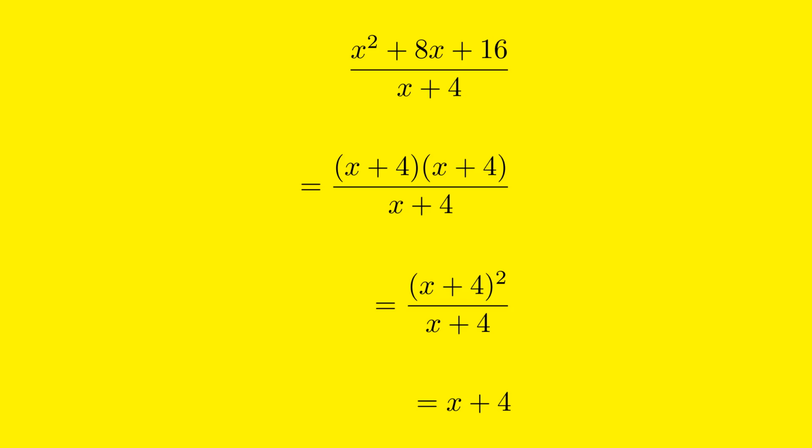So, the expression x squared plus 8x plus 16 can be rewritten as x plus 4 times x plus 4. Thus, the numerator, x squared plus 8x plus 16, is altered to x plus 4 times x plus 4. Therefore, the rational expression x squared plus 8x plus 16 divided by x plus 4 is now written as x plus 4 times x plus 4 over x plus 4. In summary, we factored the numerator into a product of x plus 4 and x plus 4.